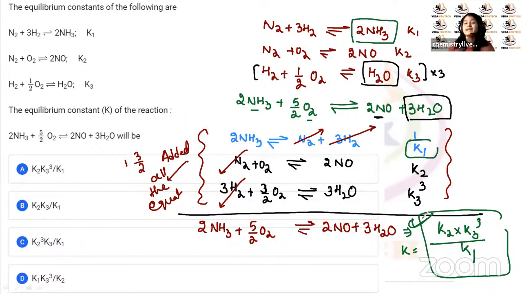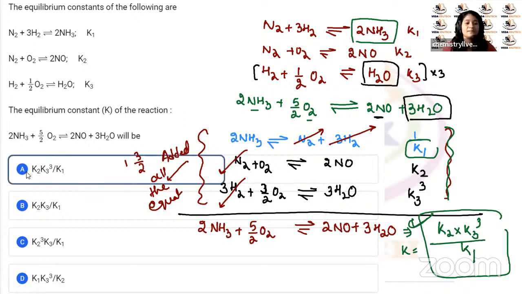What we understood is that when we write a reaction and then do the reverse of that reaction, what are we going to get? We get 1 by K. If we are multiplying the entire equation by something, we get that as the power. And suppose we are adding the equations, the equilibrium constants get multiplied. So what is your answer? You see it in option number 1.